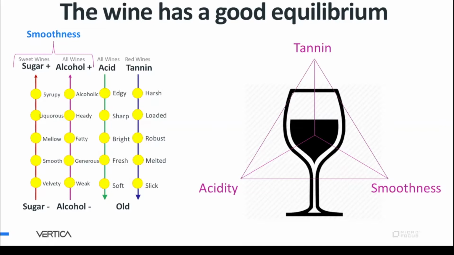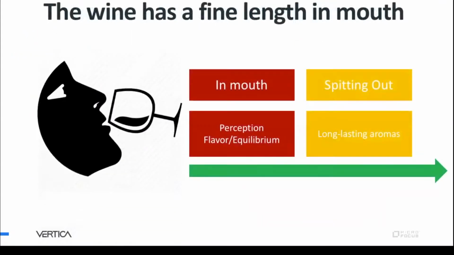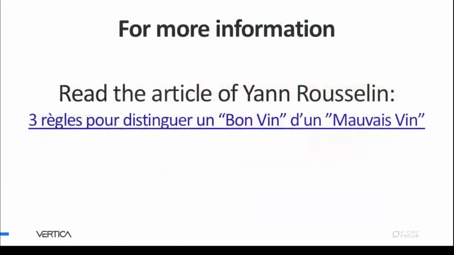And a good wine must have a real good equilibrium between these three elements. A wine that has too much acidity will not be good, or too much tannin will not be good. We really need this equilibrium. And at the end, the wine has a fine length in the mouth, which means that you have long tasting aroma, you have a perception of a really good flavor and a good equilibrium.